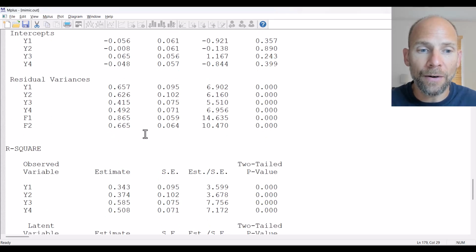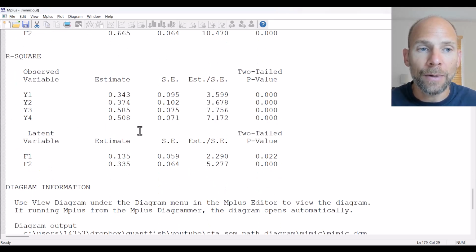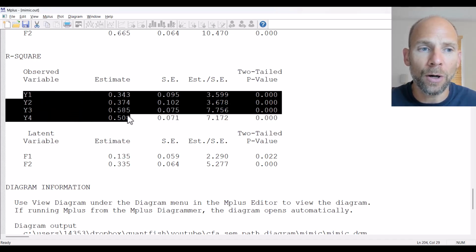And then at the very end, we also obtain reliabilities for the observed variables. Those are the R-squared values, and you can see that they're pretty small, especially for y1 and y2. So this indicates that those measures are not super reliable measures of those factors, that there's a lot of error variance or specific variance in those indicators that is not accounted for by their factors.